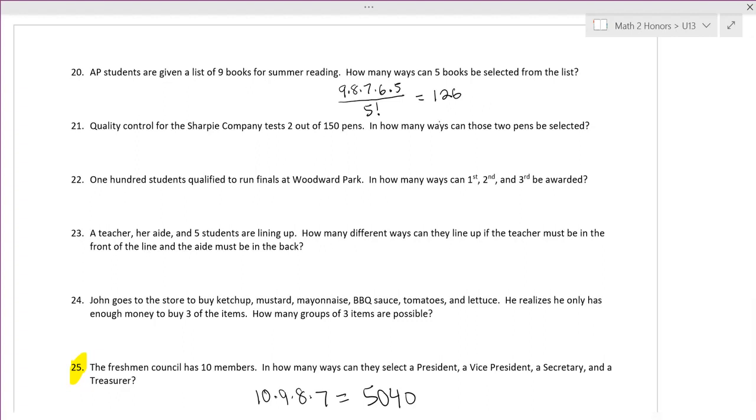21, quality control for a Sharpie company tests 2 out of 150 pens. How many ways can those 2 pens be selected? So I'm selecting 2. I've got 150 options for my first selection, 149 for my second selection, and it doesn't matter what order I select them in, so divide by 2 factorial. Again, once you work through this, you're going to get 11,175. Sorry, I forgot my 7 here.